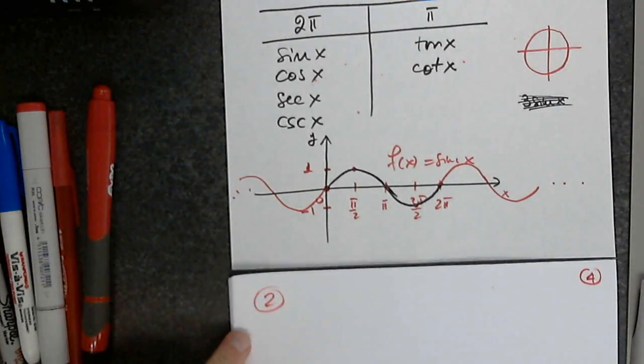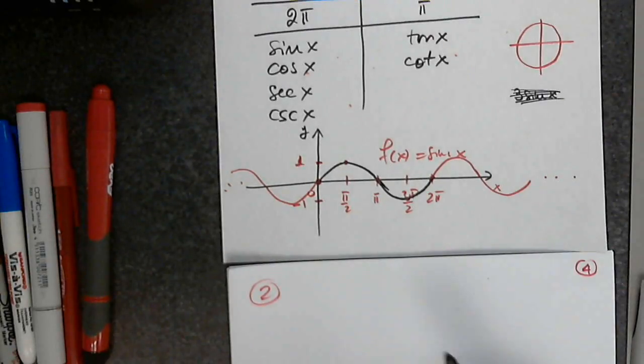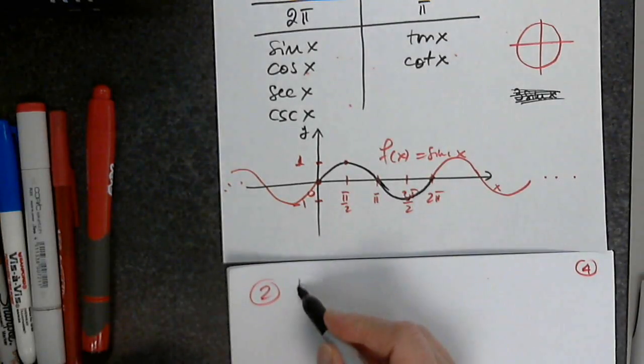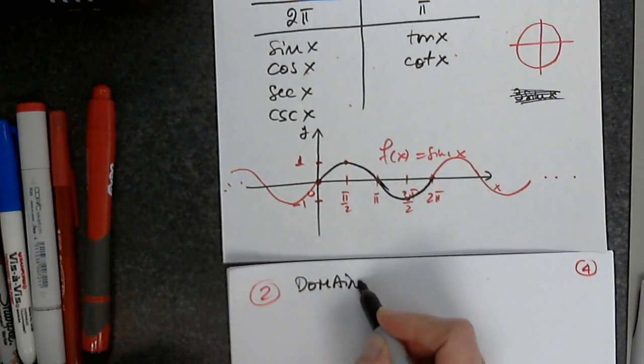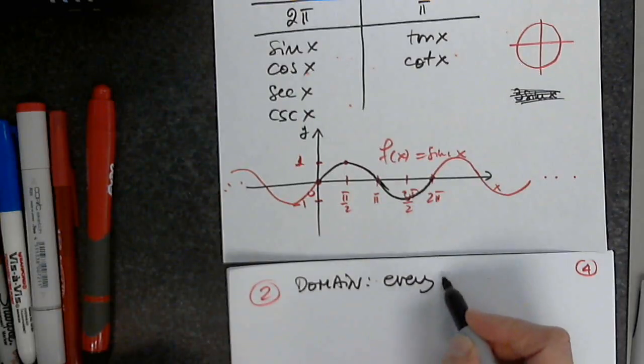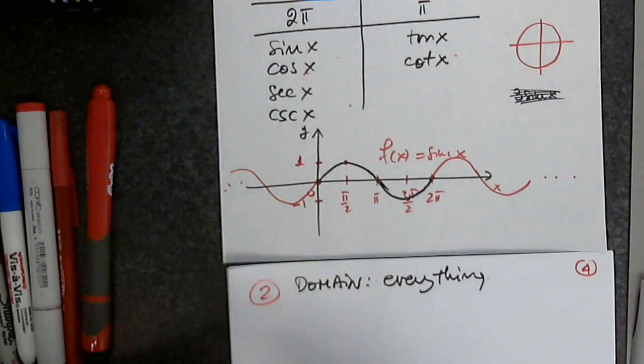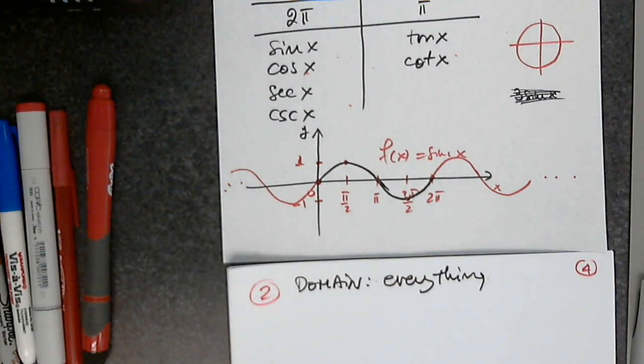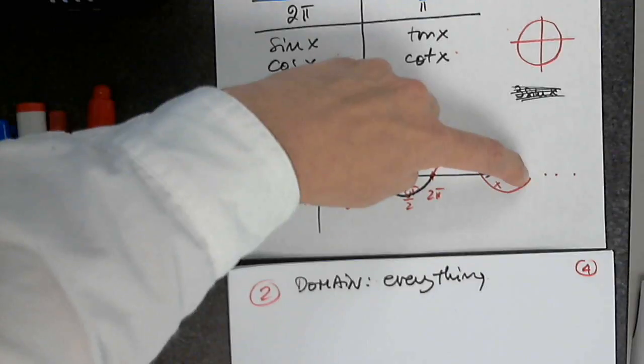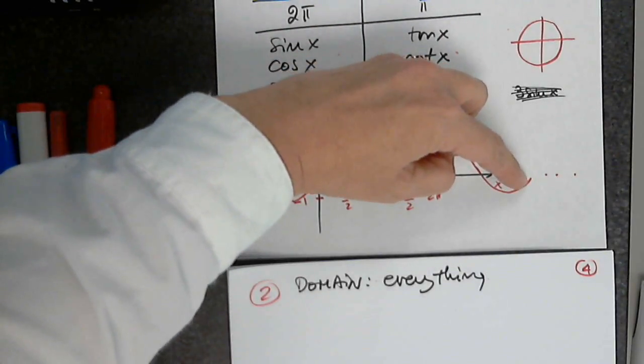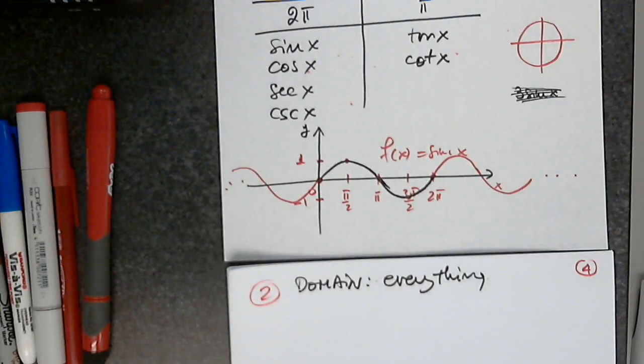Okay, so it is clear that this function continues forever. Its domain is all real numbers, right? So I'm going to say domain: everything. And remember what we said. How did we define sine? As the opposite over the hypotenuse. How can I have 3 pi, 2 pi, 4 pi? How can I have a sine of 4 pi? 4 pi doesn't fit in a right triangle.